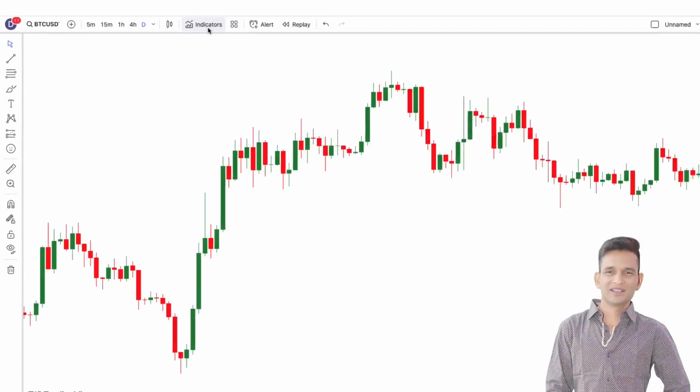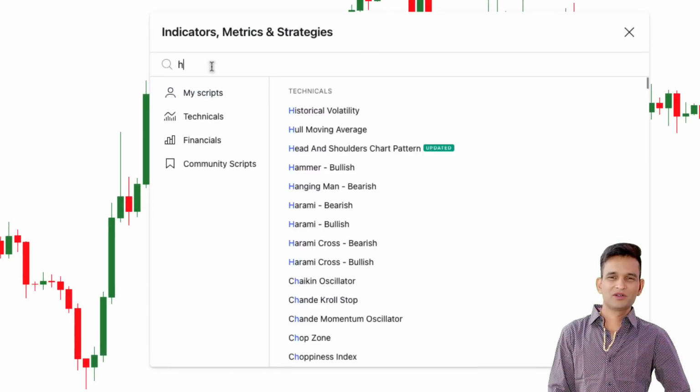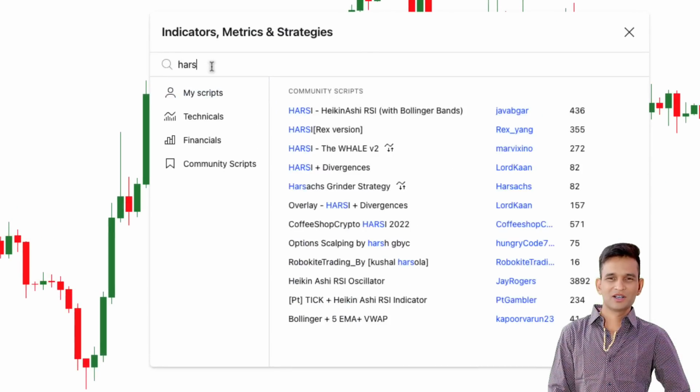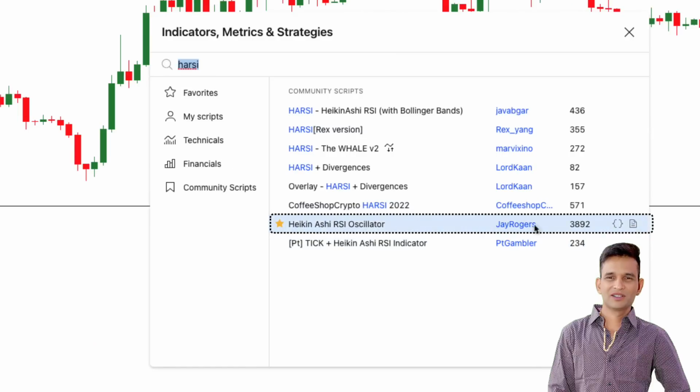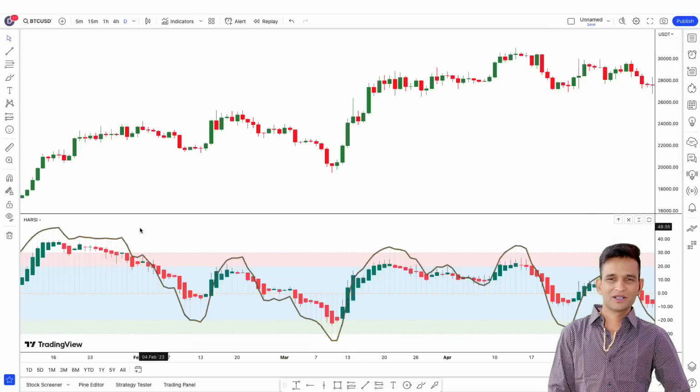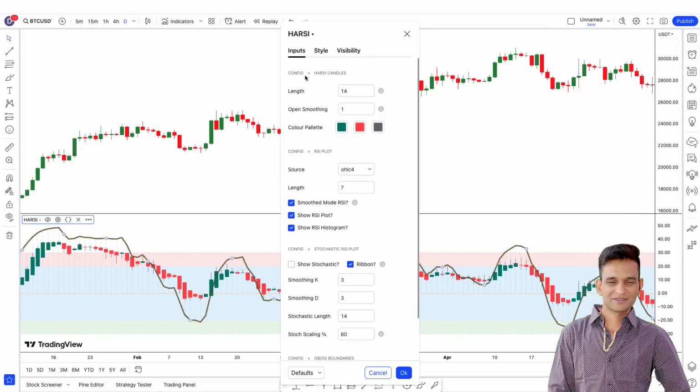Let's first add the indicator to the chart. Head over to the Indicator tab and search for the HARSI indicator. Select the indicator made by J. Rogers and add it to the chart. Now let's head over to the indicator settings.